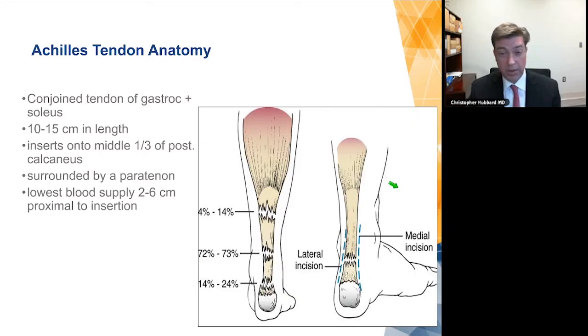These typically are more at the insertion of the Achilles as opposed to the non-insertional tendinosis. Briefly, in terms of the anatomy of the Achilles, really it's formed by three muscles: the medial and lateral gastrocnemius, and the soleus, which then form the Achilles tendon, which then attaches to the back of the heel. There is a decreased blood supply area about 2 to 6 centimeters from the insertion site, which does leave the tendon vulnerable and is the most common area where the tendon is ruptured.